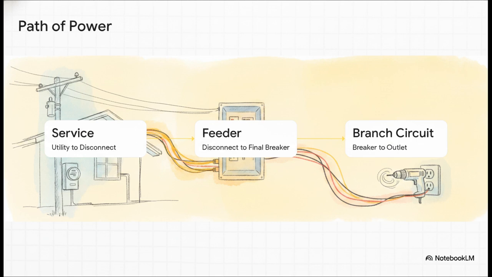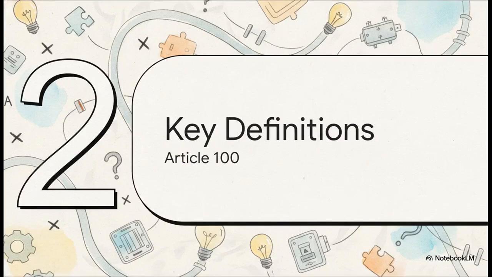Past that disconnect and headed toward a subpanel, well, now those wires become your feeders. And finally, Step 3, the wires running from that very last breaker right out to the receptacle where you plug in your drill. That's your branch circuit. If you lock in this physical flow, these massive Article 100 definitions are going to become completely second nature. Moving right along to Part 2, key definitions.